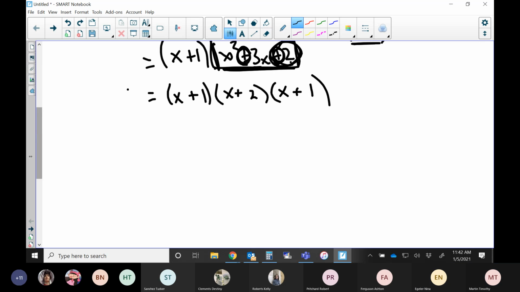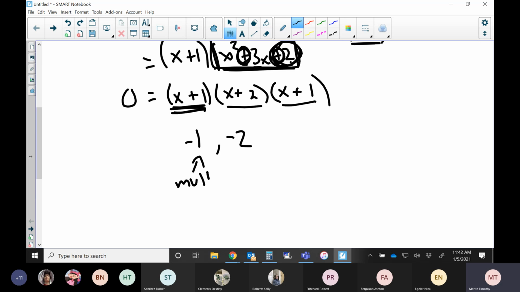And then, what makes this bubble 0? Wait, say that again. What number would make this 0? Negative, yeah, -1. What would make this bubble 0? -2. What would make this bubble 0? -1. But I already have that, so I don't need that. But what does that tell me about this -1? Since there's 2 of them, it has a multiplicity of 2. Right.